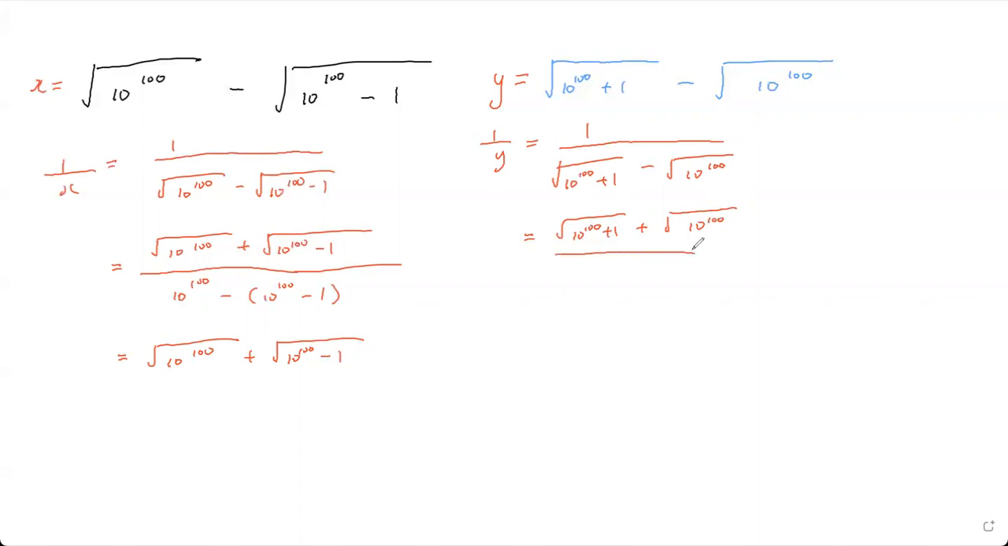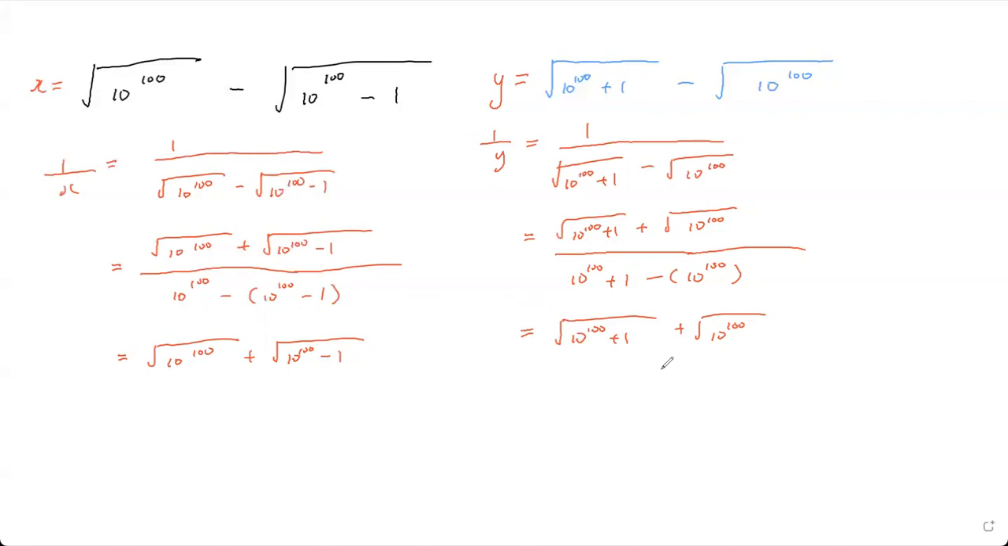Again for the denominator, when it's multiplied by its conjugate, we're going to get 10 to the power of 100 plus 1 minus 10 to the power of 100, which is essentially just 1 again. So why am I finding 1 over x and 1 over y when we are comparing whether x or y is the bigger number? Okay, so we'll find out soon.